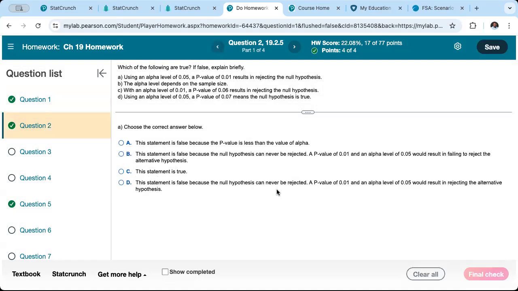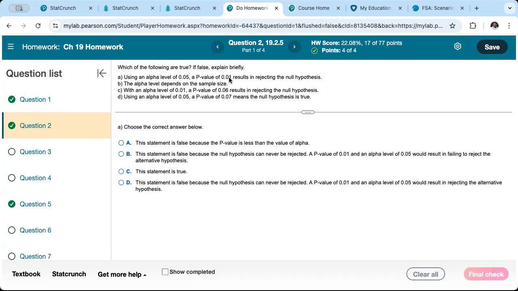Now let's get to question 2. Question 2 says, which of the following are true? If false, we should explain briefly. A, using an alpha level of 0.05. So our alpha is 0.05. And then our p-value is 0.01.